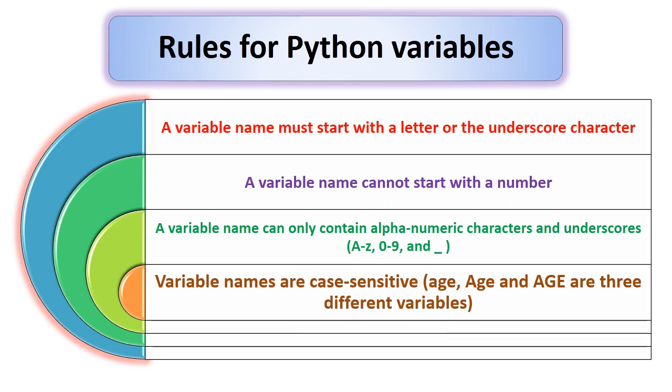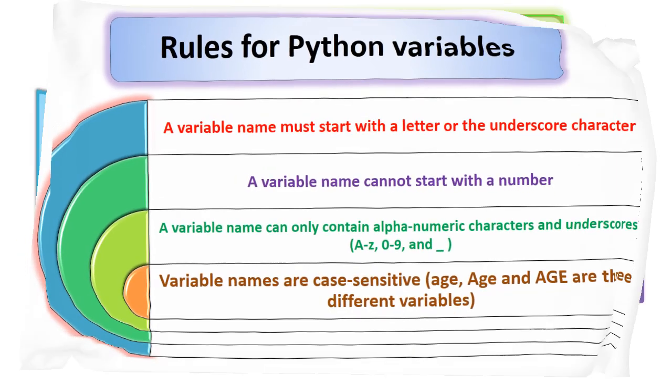Rules for Python variables. A variable name must start with a letter or the underscore character. A variable name cannot start with a number. A variable name can only contain alphanumeric characters and underscores. Variable names are case sensitive.